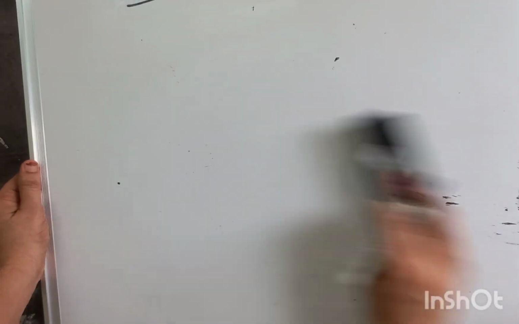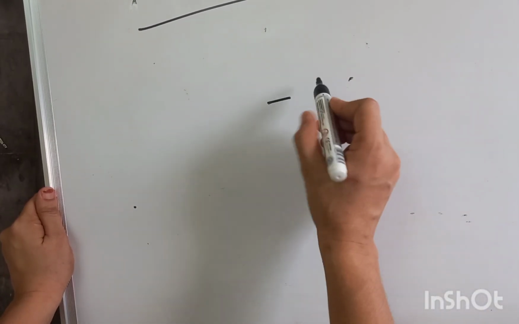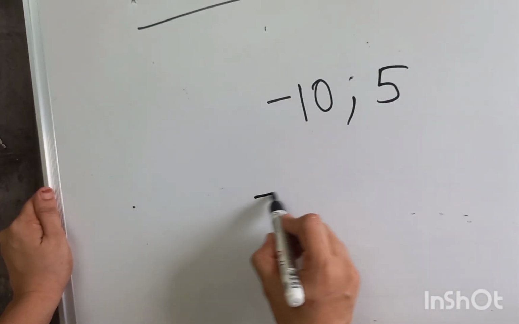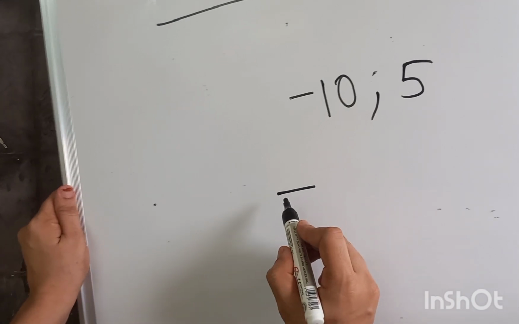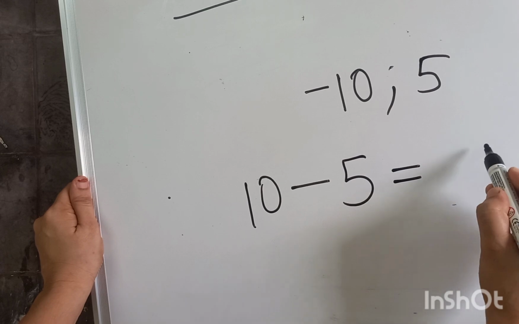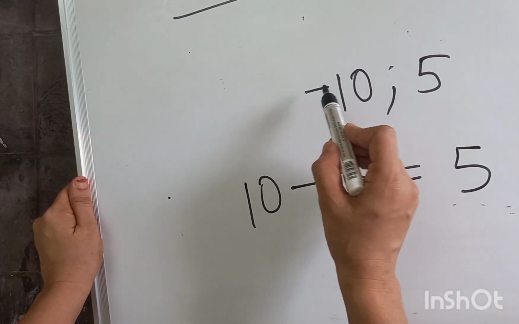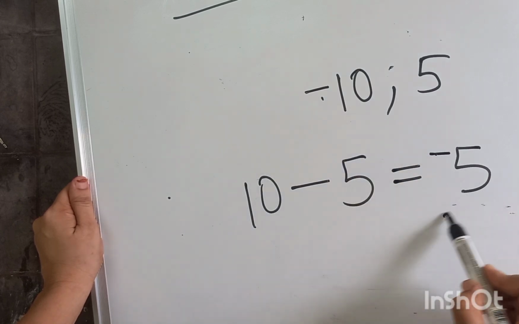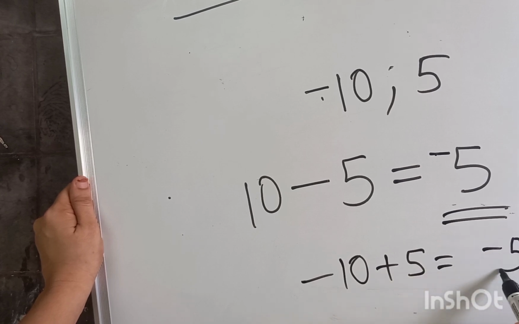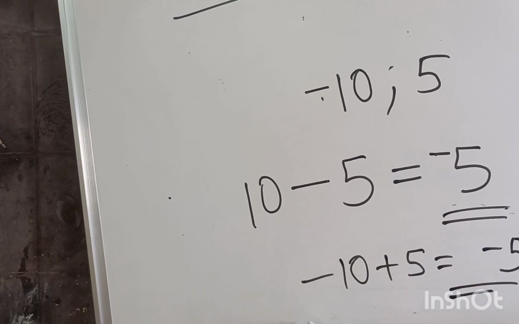Now two more numbers: negative 10 and 5. Neglecting the sign, negative 10 becomes 10. Then subtracting, 10 minus 5, the answer will be 5. Now checking the question, here 10 is the greater number and it has the sign negative, so the answer will be negative. So negative 10 plus 5, the answer will be negative 5. This is how you can add two integers of different sign. Thank you.